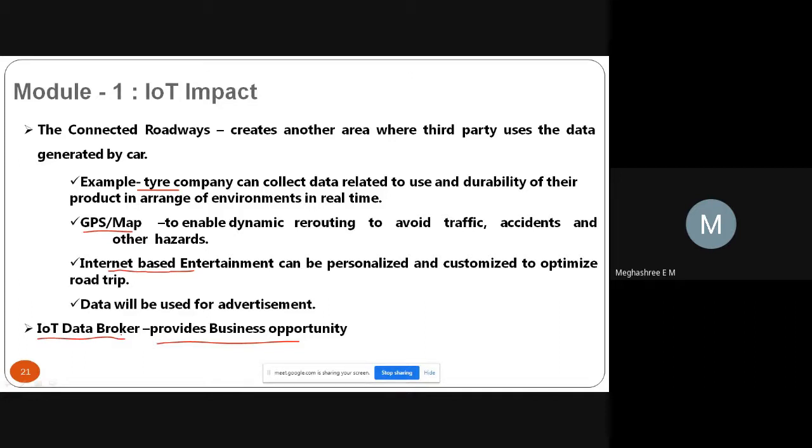Now, next, internet-based entertainment. As I said, it can be personalized and customized to optimize the round trip. Since my car knows what my favorite songs are, and that very frequently I visit a certain restaurant, all this data is placed in the cloud. Based on my taste, advertisements can be given to the driver or the user of the car. This is another IoT impact on us. Okay, I hope this is clear.